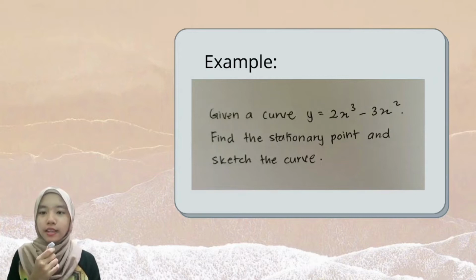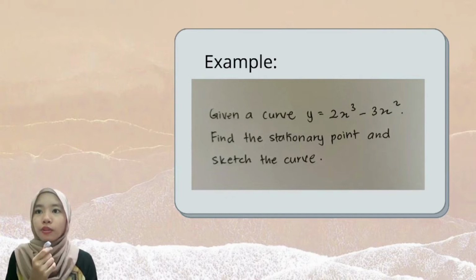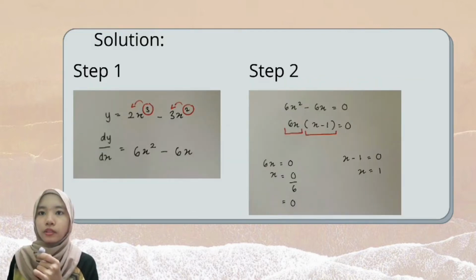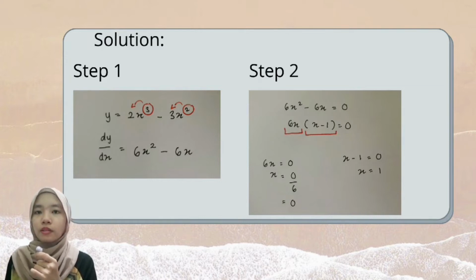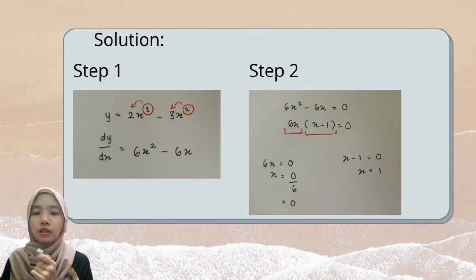I'm Nur Najiha and I will explain our example for stationary points. So we've been asked here, given a curve y equals 2x cubed minus 3x squared, find the stationary points and sketch the curve. So what we're going to do is find the derivative. It will be dy dx equals 6x squared minus 6x. When this equals 0, we can factor it to take out 6x times x minus 1 equals 0.